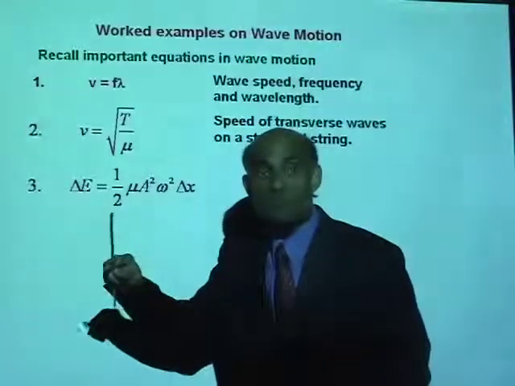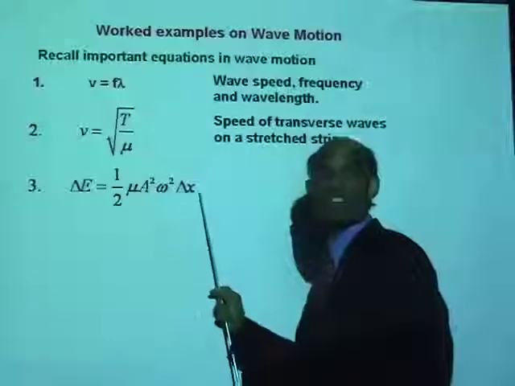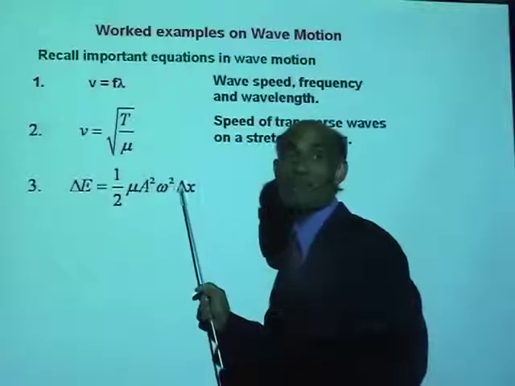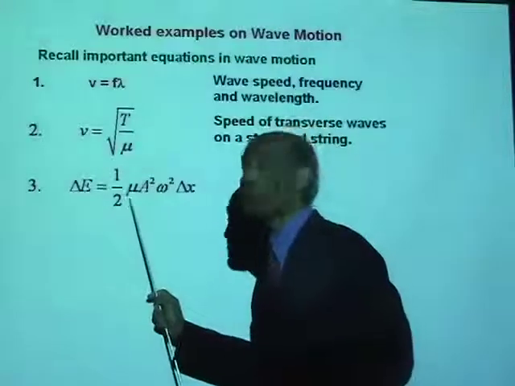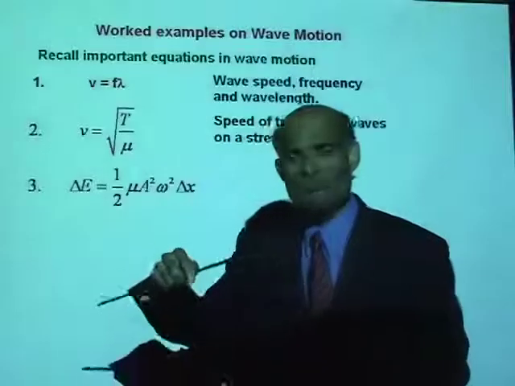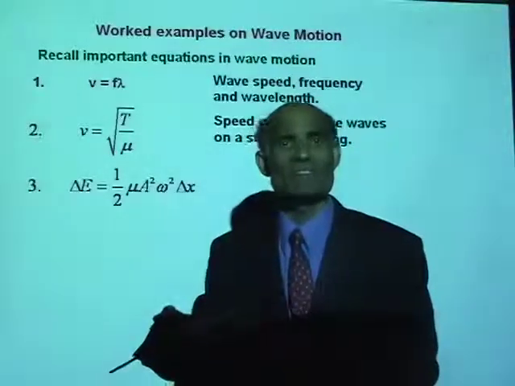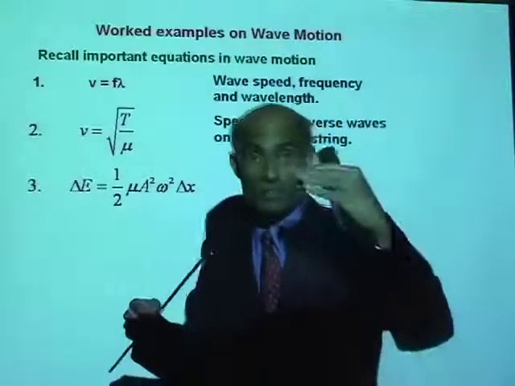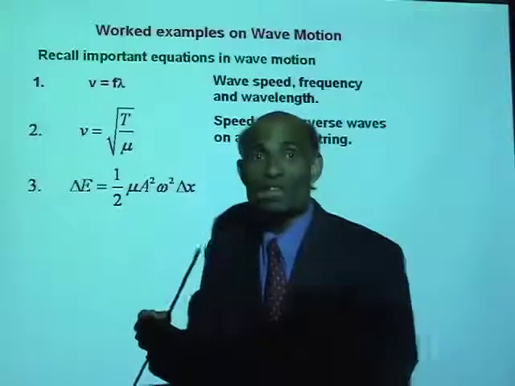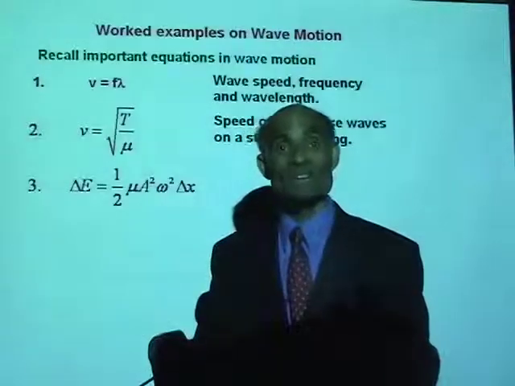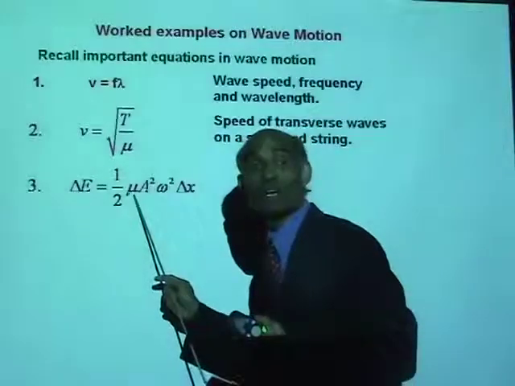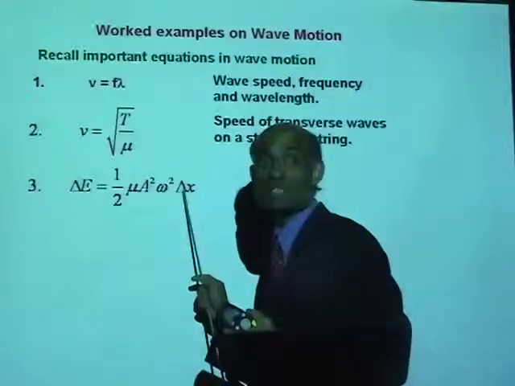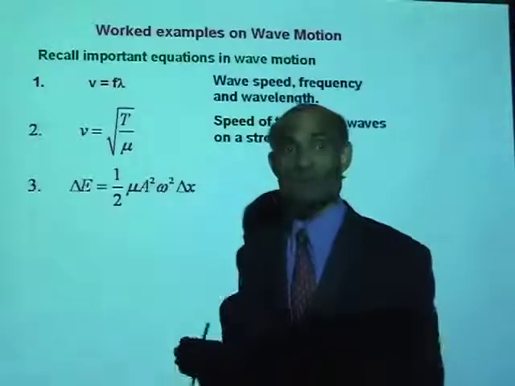The energy transmitted along a string of length delta x is 1/2 mu a squared omega squared delta x. Mu is the mass per unit length. Tell me, how do you find the mass per unit length? If you know the mass of the string and you know its length, total mass divided by the length will be mass per unit length. If you know the mass per unit length and the length of the string, you see, mu times delta x is the mass of the string.